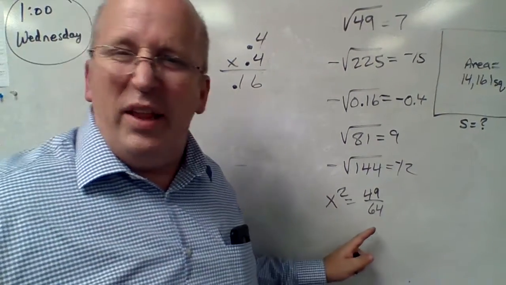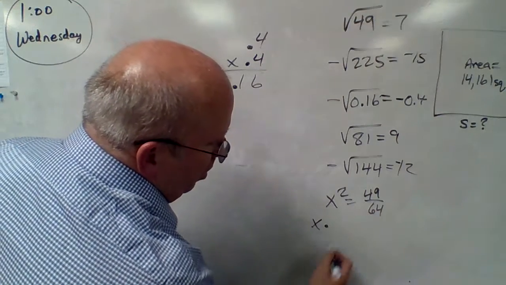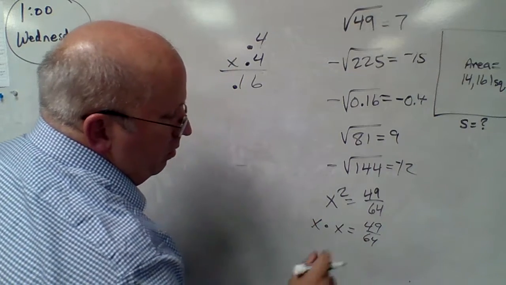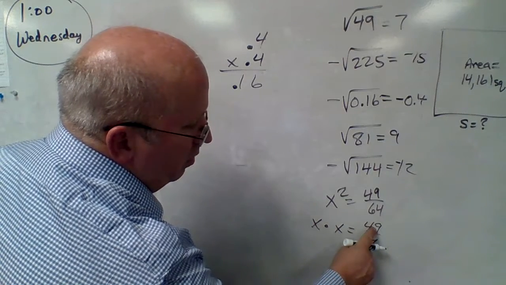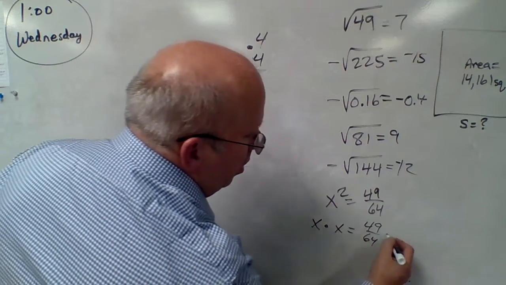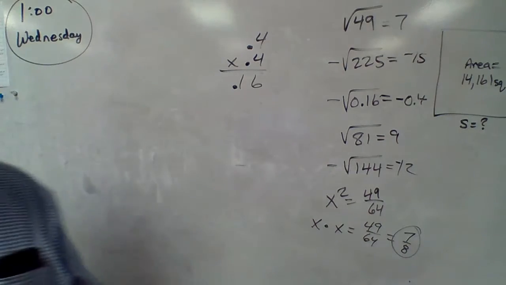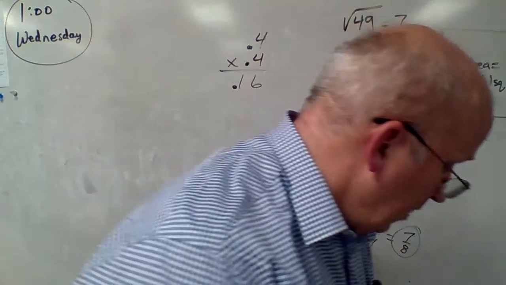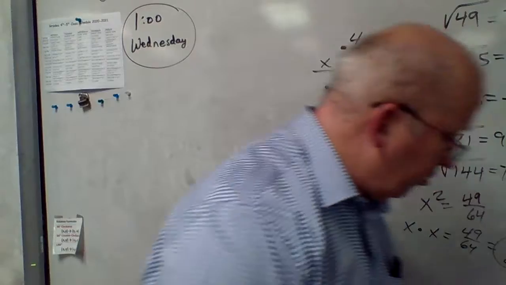This looks tricky, but it's really not. What it means is, what number times itself gets me 49 over 64? Well, it's not hard. Take these one at a time. What's the square root of 49? 7. What's the square root of 64? 8. So the answer is x is equal to 7/8. With me so far? I hope you are. Let's take a look at some of the problems in your textbook on page 118.